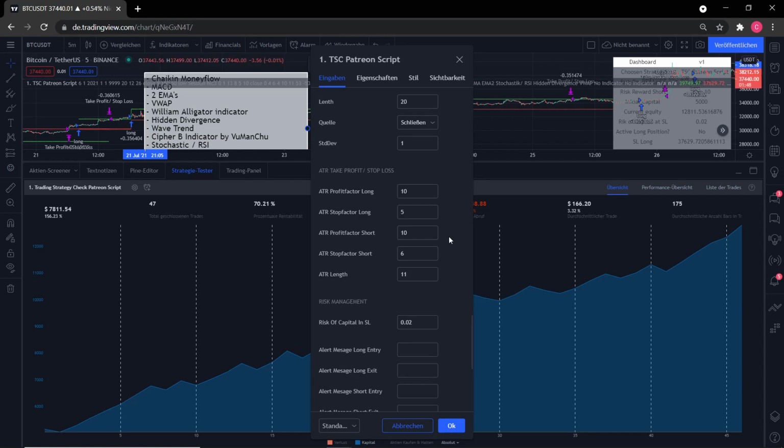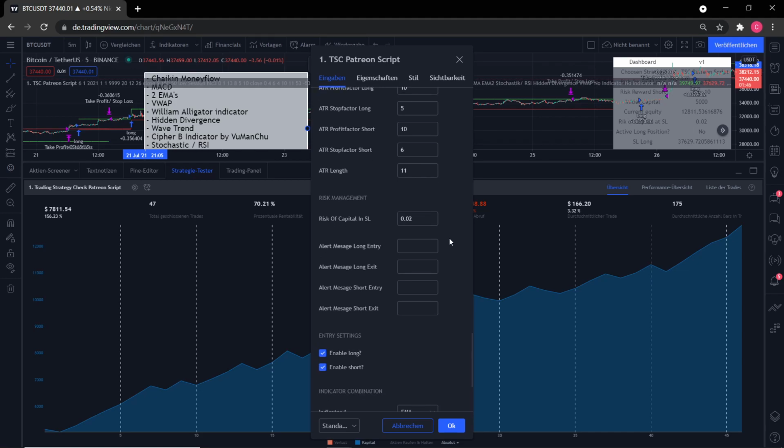Risk of capital. The risk of capital is interesting for manual trading. 0.02 corresponds to 2% risk as soon as the stop loss is reached. This value is used to calculate the required leverage.